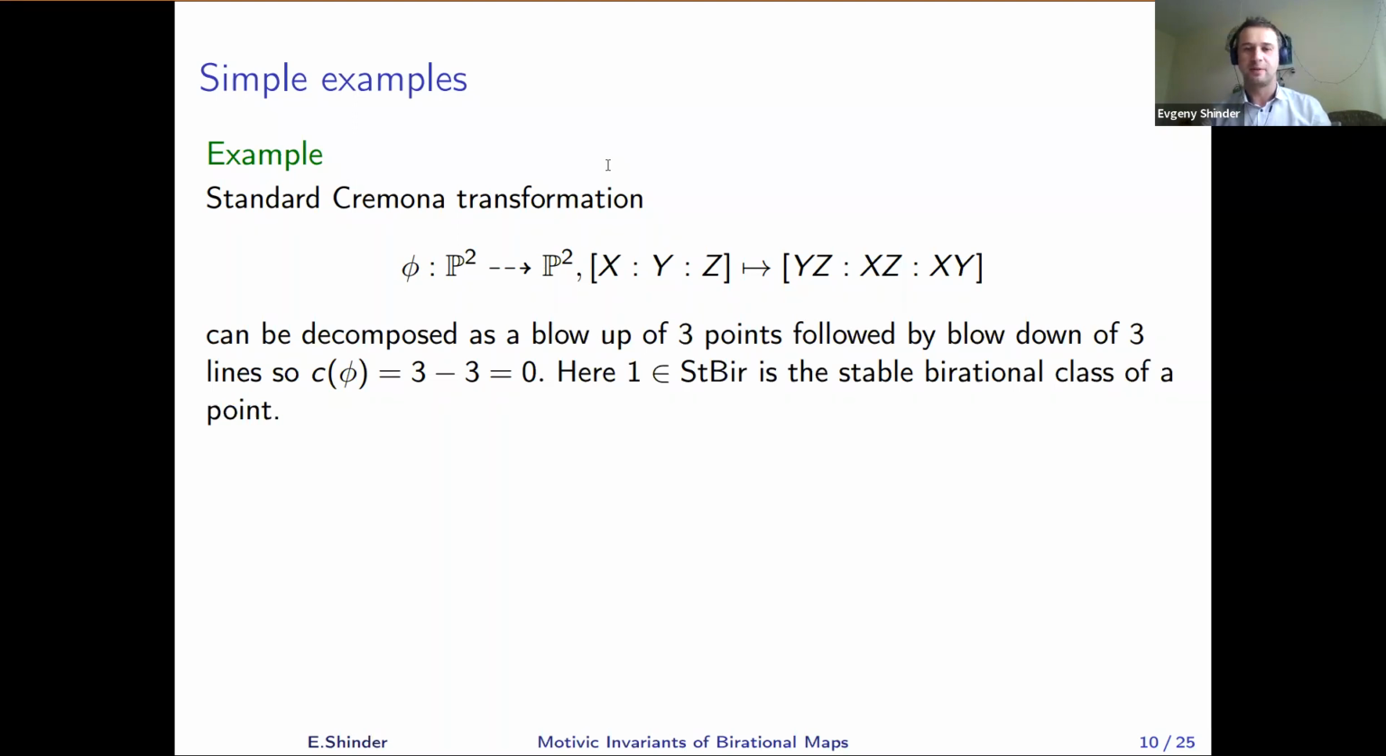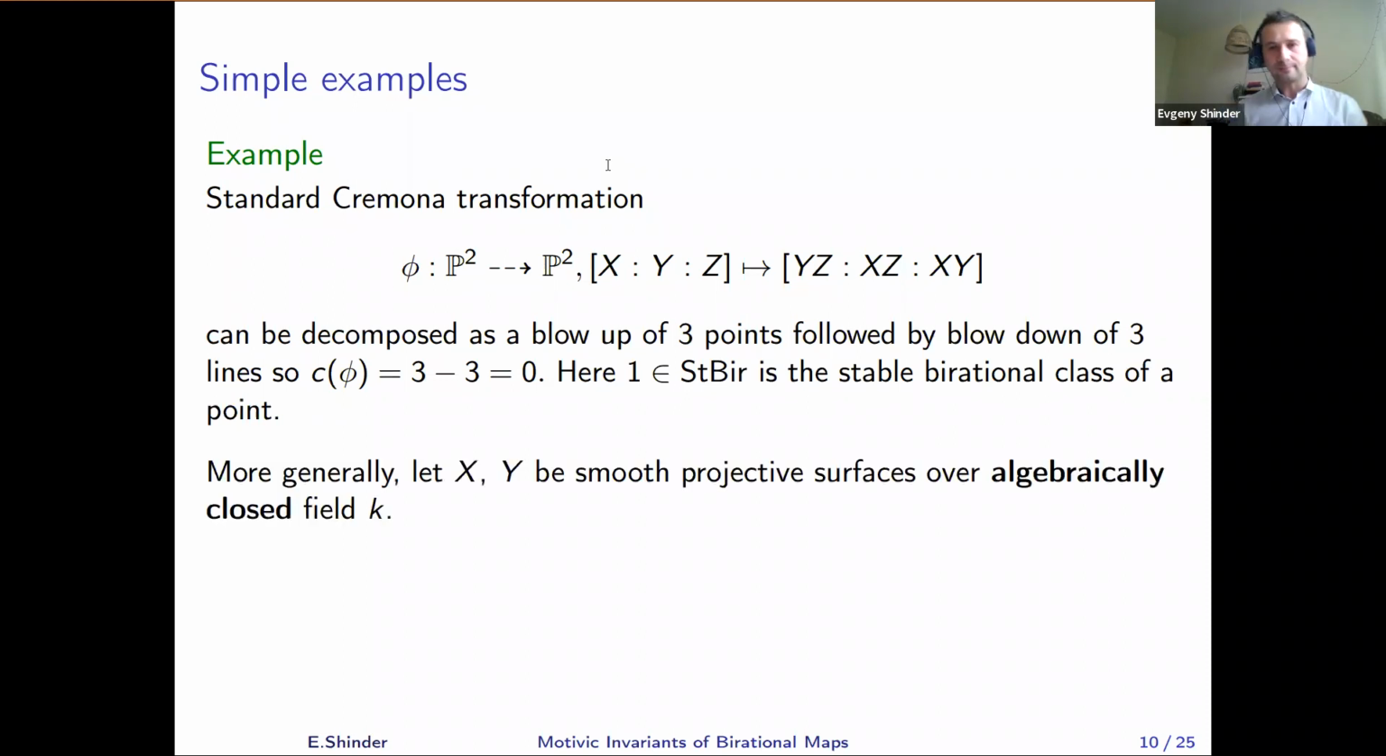So as I said, one is stable birational type of a point or projective space. More generally, if you think of surfaces over a closed field, again, nothing interesting is happening. So here is why.